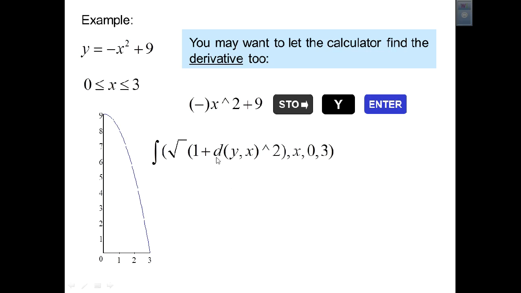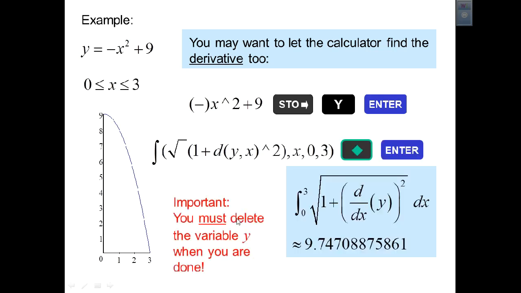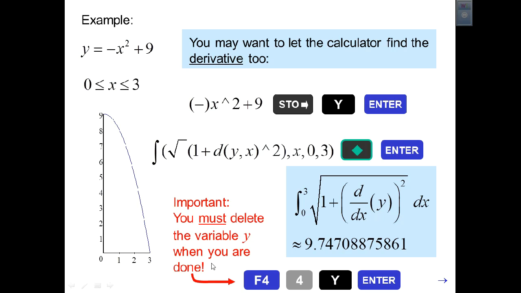So here all you're doing is taking the derivative of y with respect to x. If you put this in and were graphing it, you could also do that as d of y1 comma x, and you can also do that with the 84. Now, very important, if you ever store something as a variable like that, you've got to delete the variable when you're done. Otherwise, it's always going to plug in that thing anywhere you've got a y. So you've got to be careful and do F4, 4, y, and enter. You can go through those steps with an 89 and see what it's going to do.